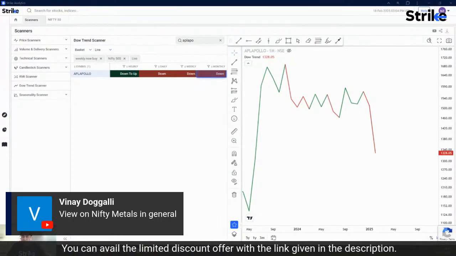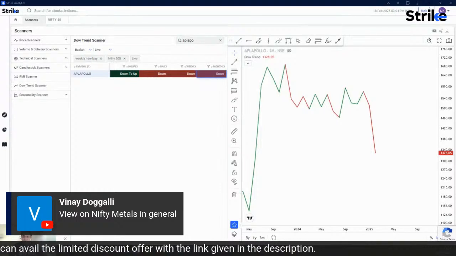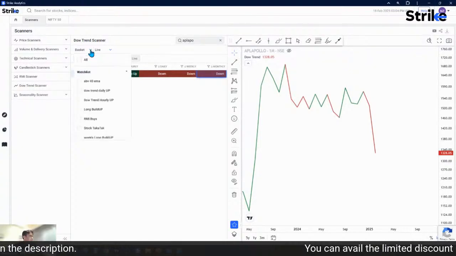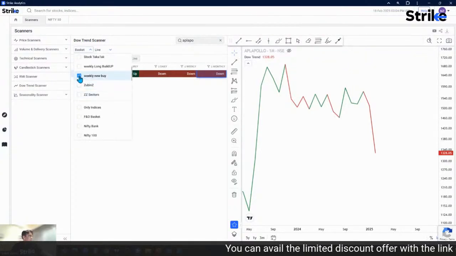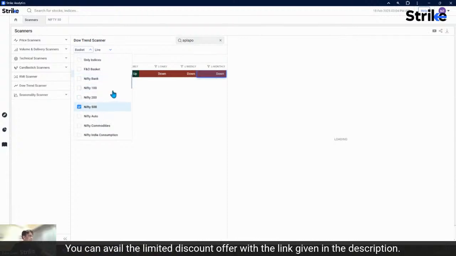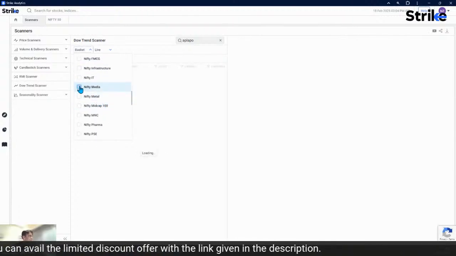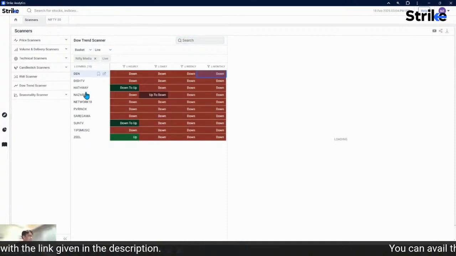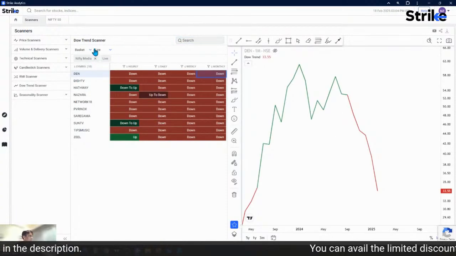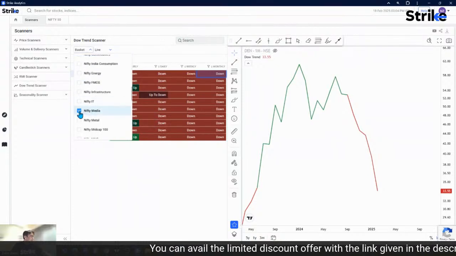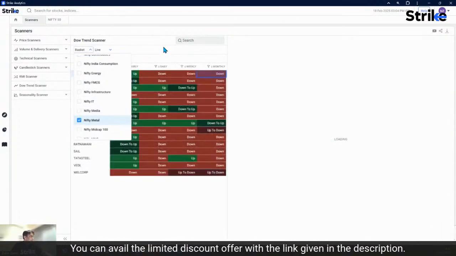Okay, Vinay has asked about metals. Yes, great. One more thing you can do in the Dow Trend Scanner is, instead of selecting any, you can select the metal counters also. So we have Nifty Metal over here. I selected media, I'm so sorry, not media. I want metal. Here we have metal.